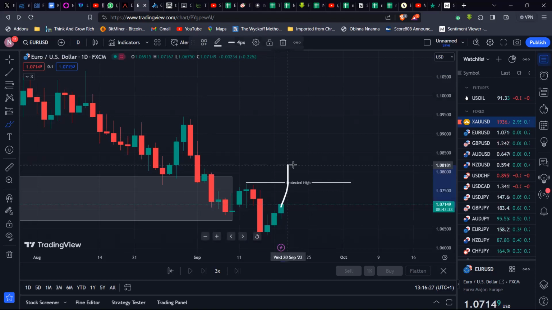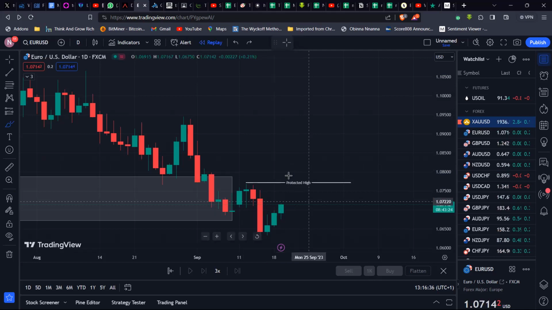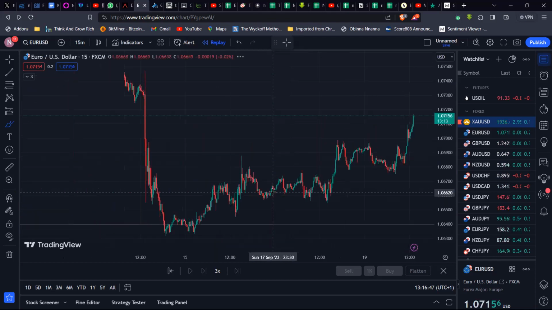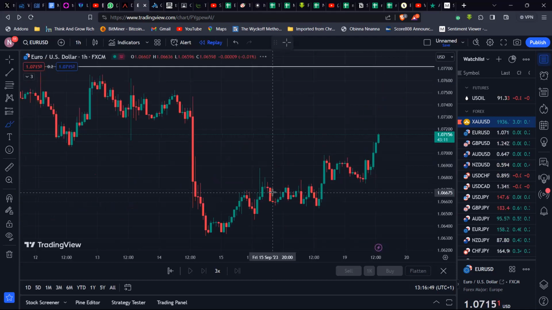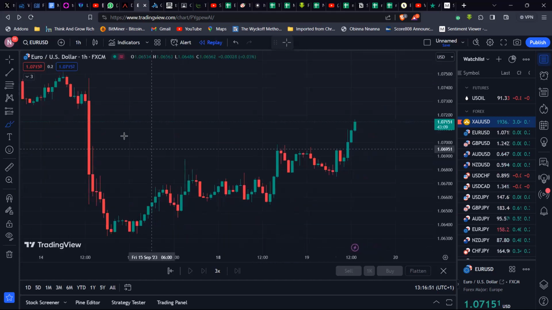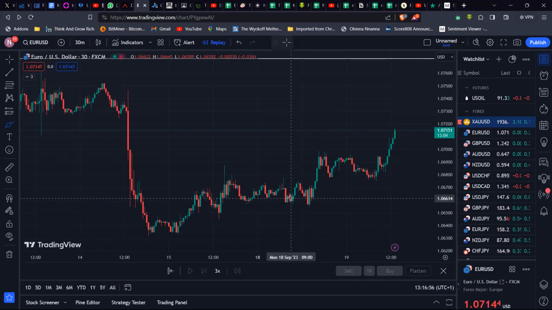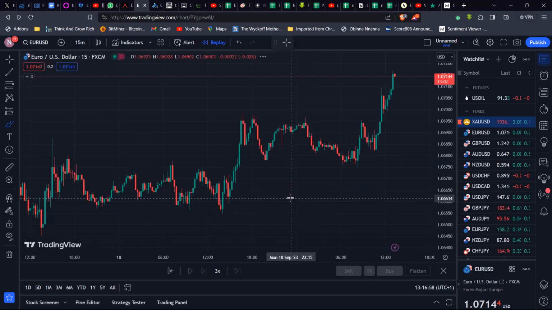So if we break this high on the daily time frame, we become very bullish, in my opinion, on EU. You can begin to look for buying opportunities in the smaller time frame, but I wouldn't be doing that myself. So let's say we go down to the 15-minute time frame. Say the 1 hour time frame was still bearish because we came from this high here. So let's say on the 30 minutes, still bearish.